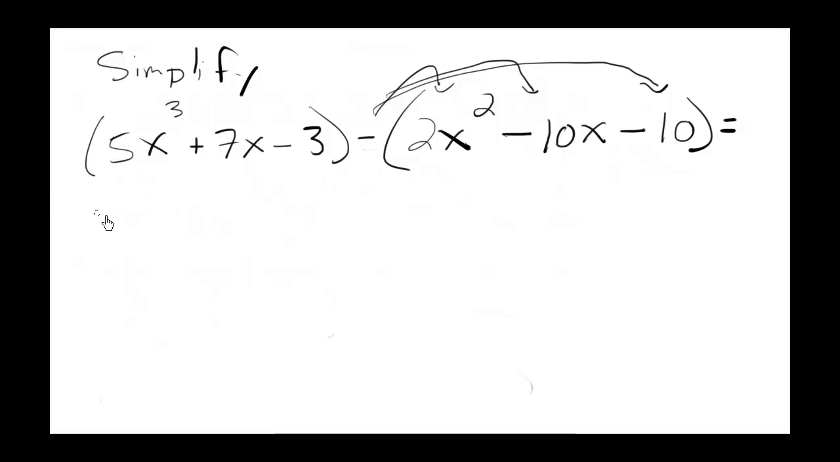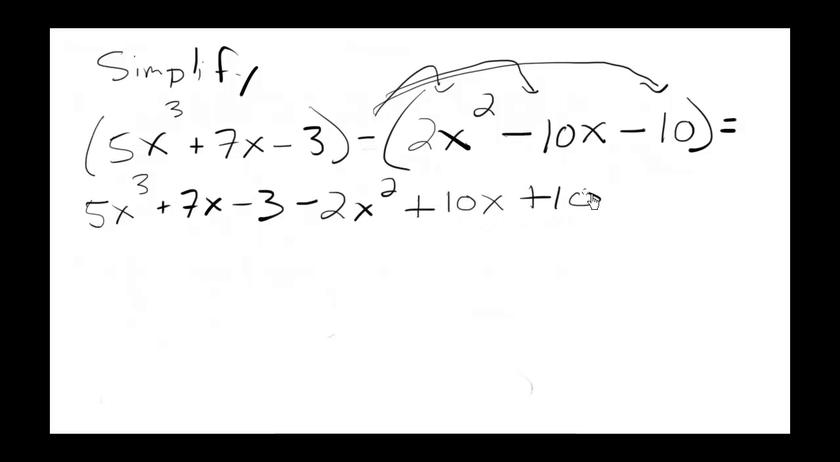So the first polynomial stays the same. I got 5x cubed plus 7x minus 3, and now I'm going to change every single one of these because I have to subtract off the whole polynomial, not just the first term. So I always think about it: if you change the sign on this guy, to be fair, you've got to change the signs on these guys as well. So positive becomes minus when you distribute here, minus and minus turns plus 10x and a plus 10.